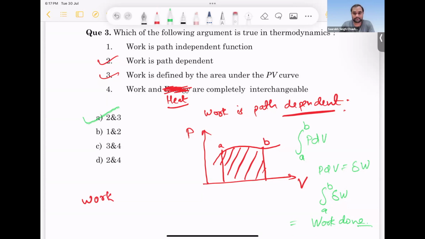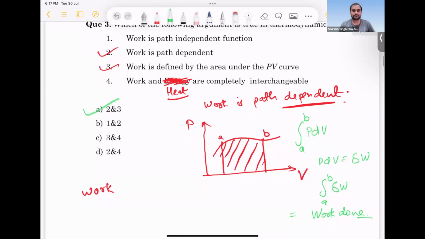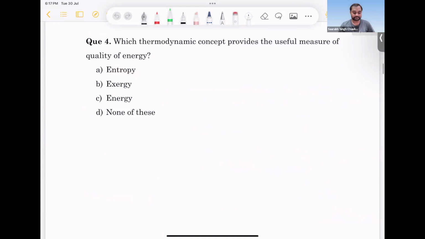Okay. I think this is clear and we can move to the next question if you have no doubt. Let us move to the next question. Question number 4. It says, which thermodynamic concept provides the useful measure of quality of energy?